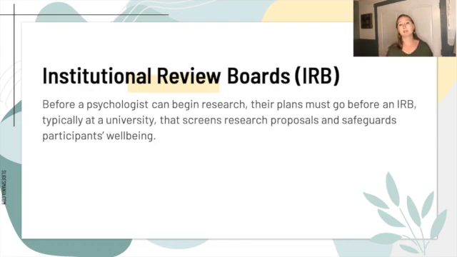Before a psychologist can begin their research, though, their plans have to go before the IRB, typically at a university, and that IRB screens the research. They vet that research. They pick it apart, the research proposals, and they safeguard participants' well-being. So the purpose of the IRB is to protect the human and animal participants of a psychological research experiment.